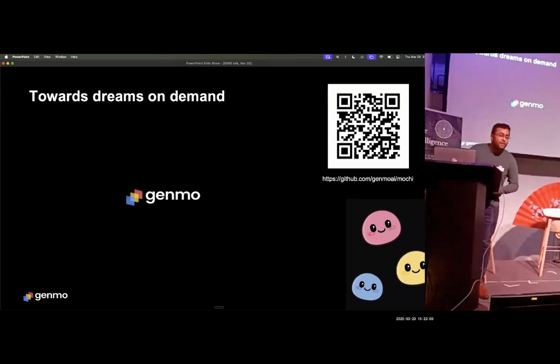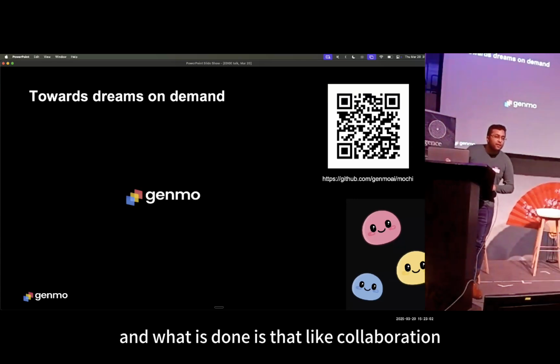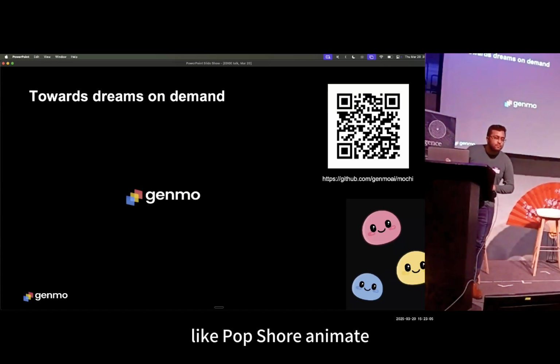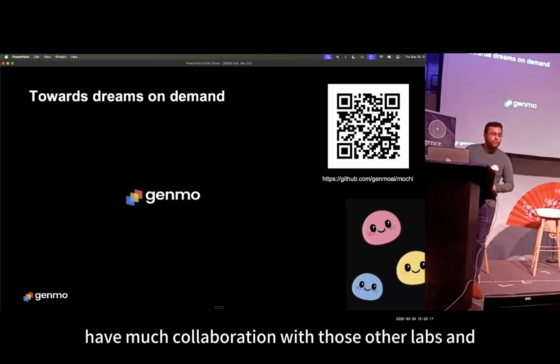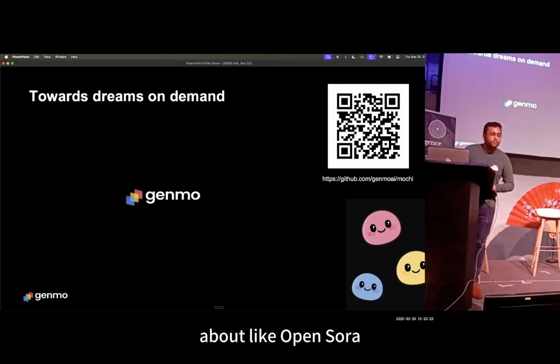To what extent is there collaboration with Hotshot, animators? I think Hotshot released an open source model and then they just appeared and it was like, oh, proprietary. And that's what they were kind of up to. And I wondered, do you have much collaboration with those other labs and about Open Sora 2 and stuff?